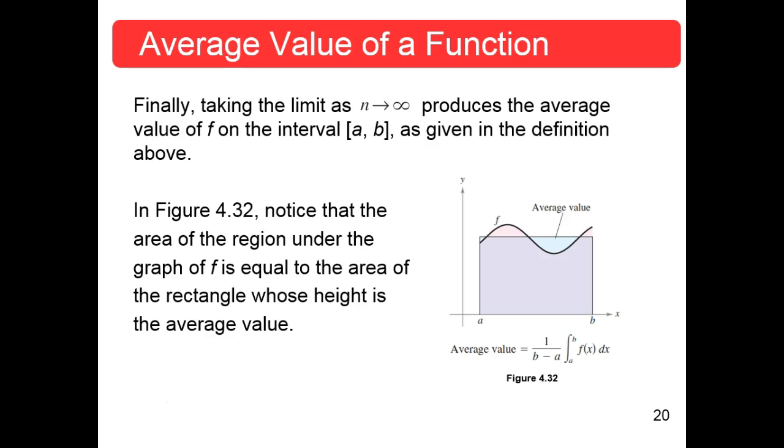Finally, taking the limit as n approaches infinity produces the average value of f on the interval a to b, given the definition above. In this figure, notice that the area of the region under the graph of f is equal to the area of the region of the rectangle whose height uses that average value. So the area under here is equal to the area under the rectangle. The average value under the function is the same as the height of the rectangle. So both of them go from a to b. Have we beat that dead horse enough?